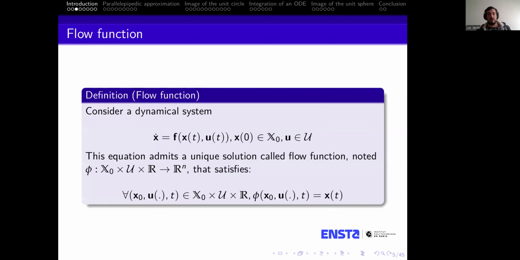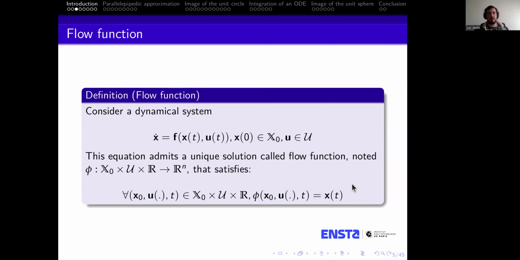To define reachability, I first need to define a flow function. So my robot is a dynamical system. It's defined here by an equation of the form x dot equals f of x and u, where x is the state of my robot, and u represents all the inputs on my robot, so the motors, the perturbations. And the flow function is the solution of this ODE, meaning that at every time t, my flow function phi evaluated at t gives me the state of my robot at time t.